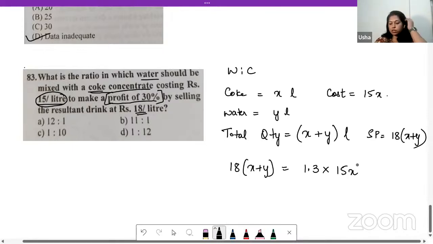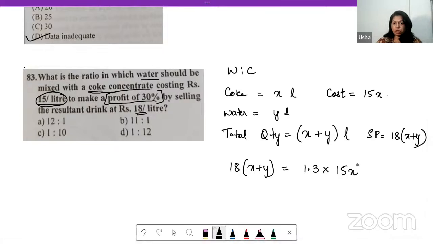Hope you have understood this. 1.3 into 15x, this was the cost. On this, I'm getting 30% profit. This is by selling X plus Y liters. X was the Coke concentrate that I have purchased. Y liters is the amount of water that I have mixed. Total quantity is X plus Y. This entire X plus Y, I am selling it at 18 per liter. And because of this, how much ever I spent, I'm going to get a 30% profit.